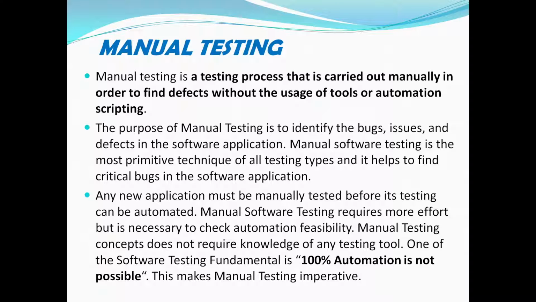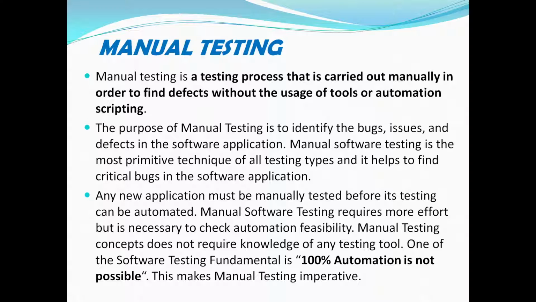In manual testing, actually, you are working on the UI. You are not creating any new code or copy and pasting code from Google to run an application. You are visually looking at the software and trying to test it, right? Any new application must be manually tested before its testing can be automated. So the software has to be tested manually even before you go for automation, right? That's secondary. But the most primary part about software testing is manual testing.